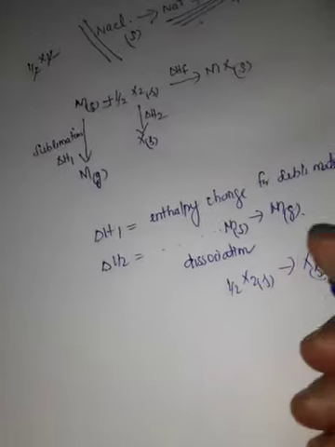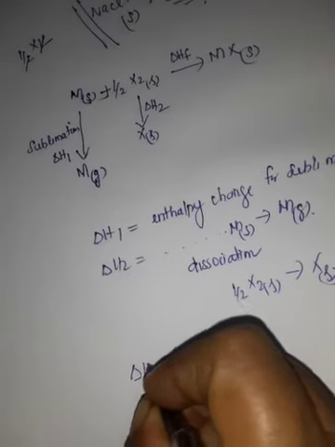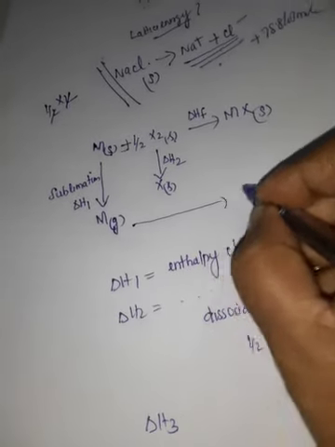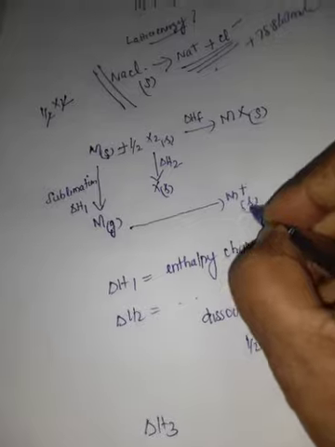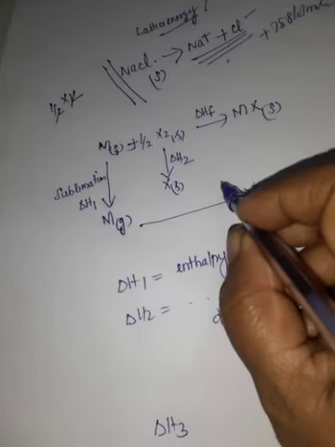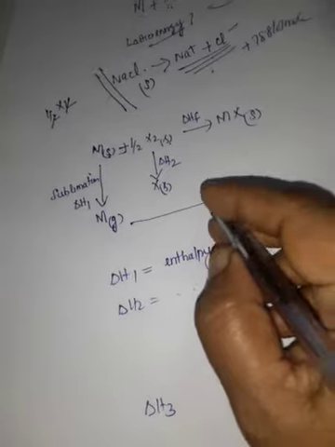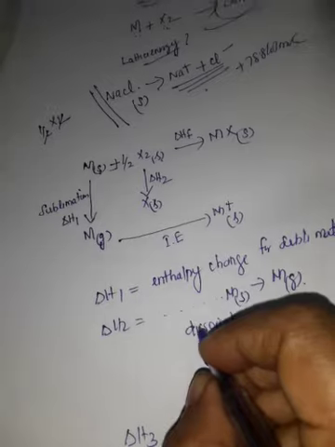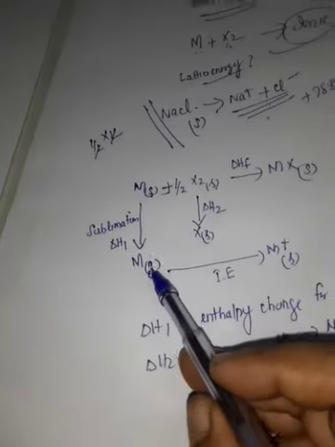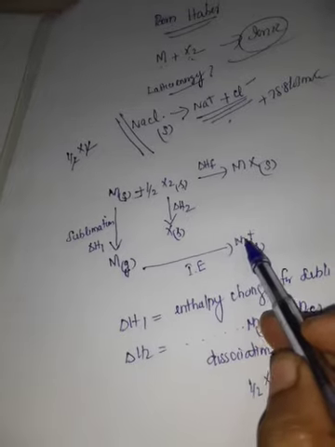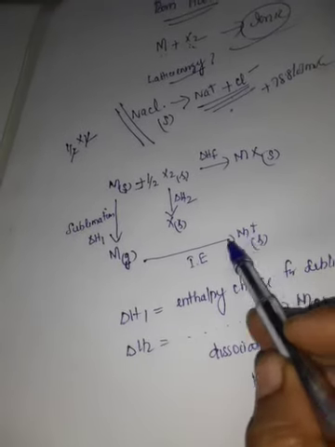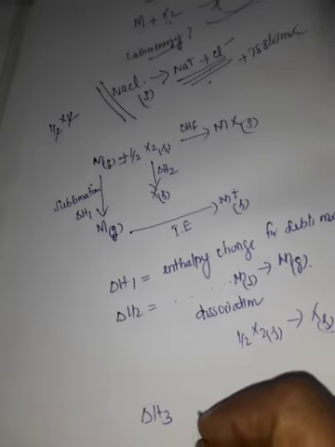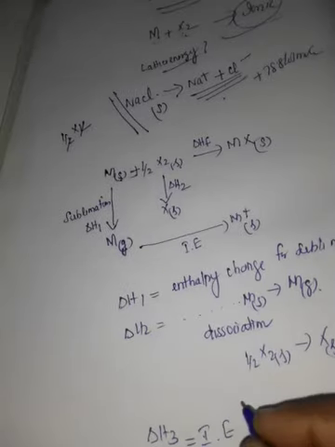Two steps over. Third step, delta H3: the metal converted to M plus gas. When you get M plus by the removal of an electron, that is called ionization energy. Already you have learned. Ionization energy means energy required to remove an electron from an atom. So when one electron is removed, we get M plus. So delta H3 is the enthalpy change for ionization energy.